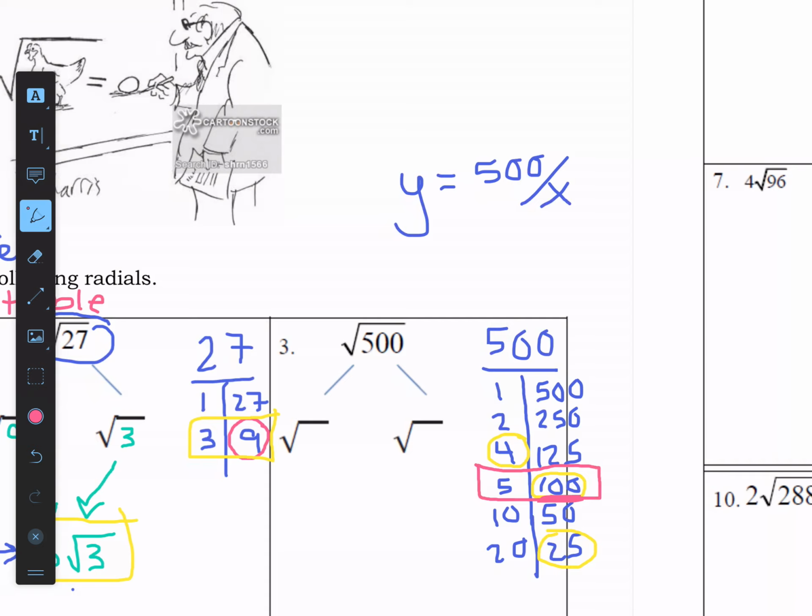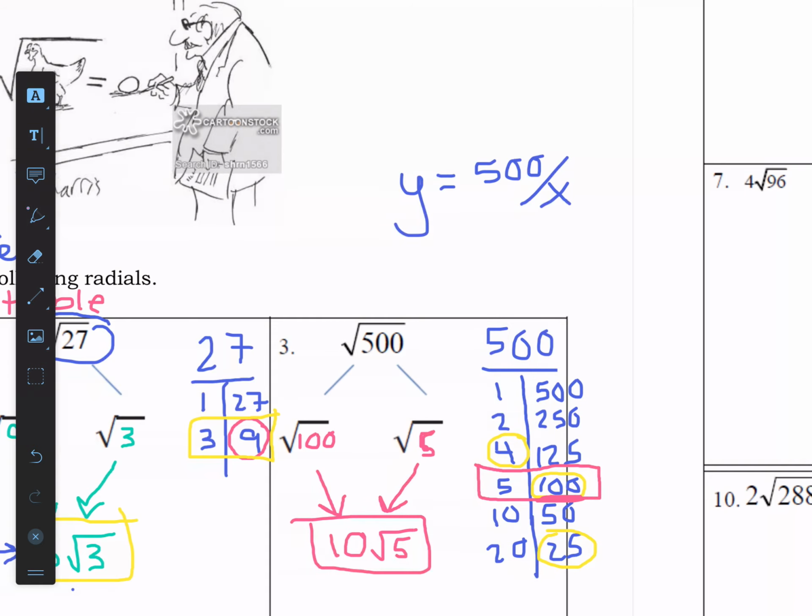So my perfect square goes first. So the square root of 100, and then over here we put the square root of 5. Okay. Now the square root of 100 is 10, and radical 5 is just going to be some yucky decimal. So we just bring down radical 5. And there you go. Simplest radical form. Okay? So those are your steps.